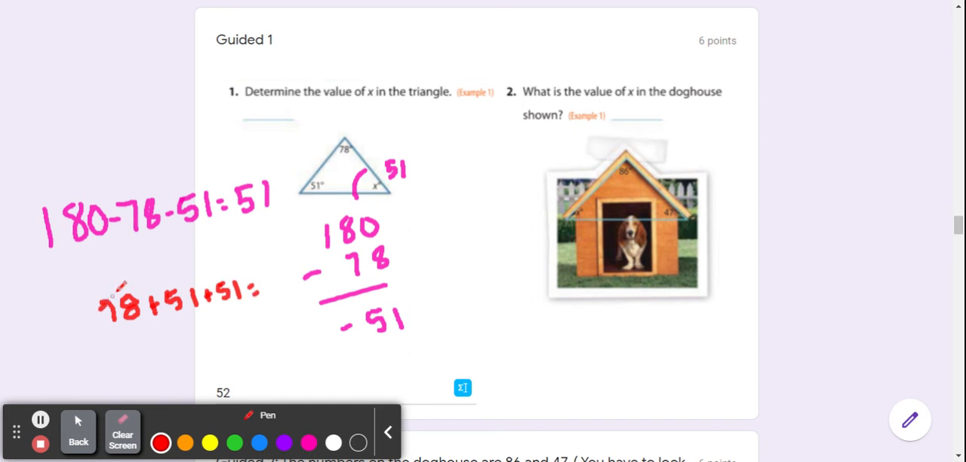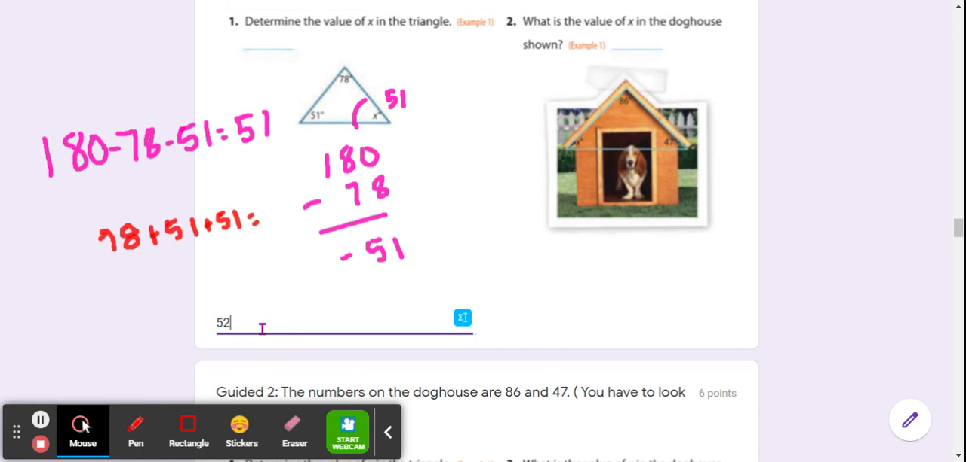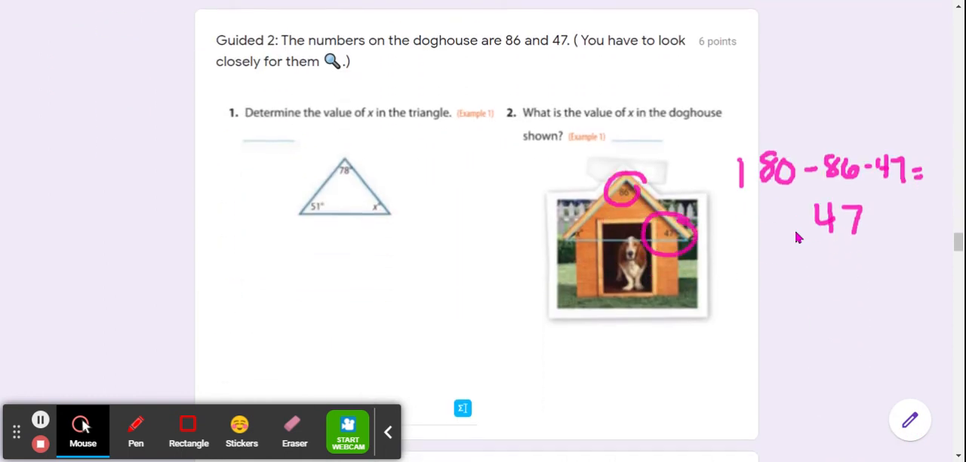Because I don't remember them both being the same. Let me see, 78 plus 51 plus 51. Oh, I guess it is 180. So, and why did I type 52? It should have been 51. Good thing I went back to check. So that's a very good practice you can do as well. Go back and check and make sure your stuff really does equal.